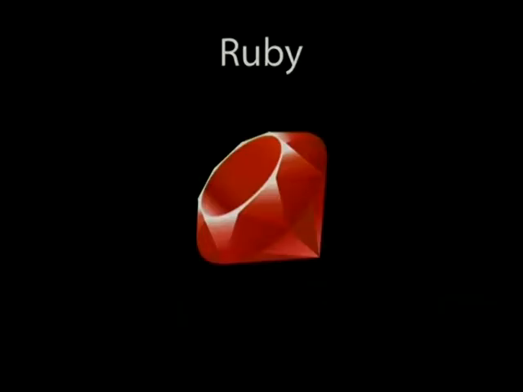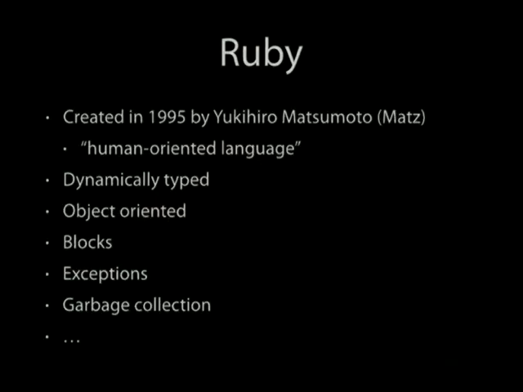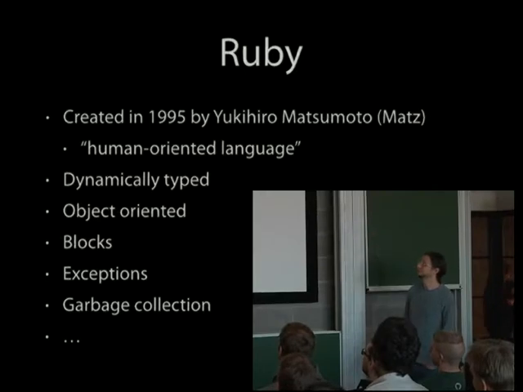So first, let's talk a little bit about Ruby. How many people here actually know what Ruby is a little bit? Wow, pretty much everyone. So the next slide should go very quick. Anyway, Ruby was created quite a long time ago, actually, in 1995 by Yukihiro Matsumoto.